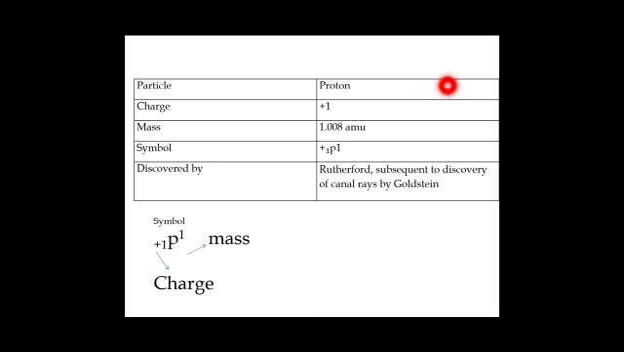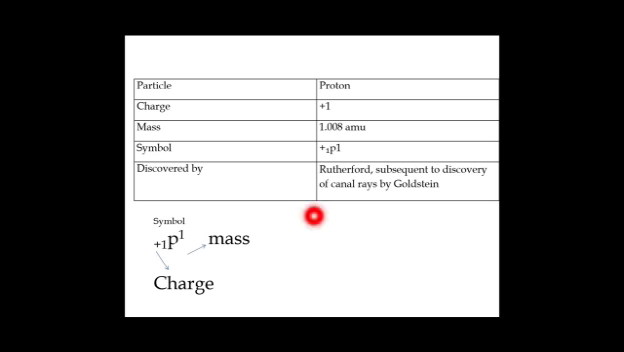Proton. Charge of the proton +1. Mass of the proton 1.008 AMU, which is the unit of atomic mass. Protons are positively charged particles. They carry 1 unit of positive charge. It has a mass almost the same as that of a hydrogen atom. So a proton is 1840 times heavier than the electron.